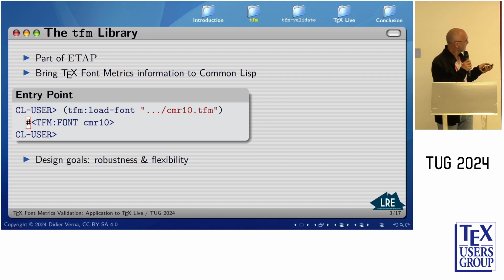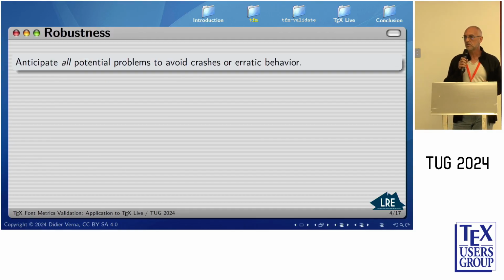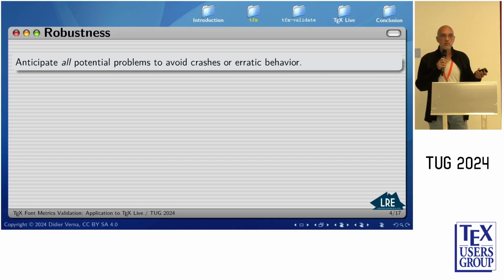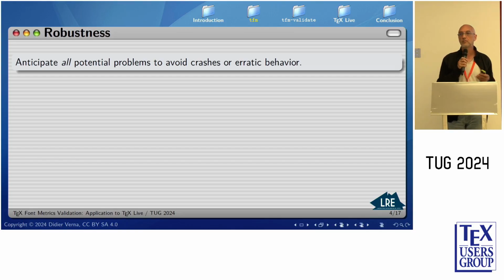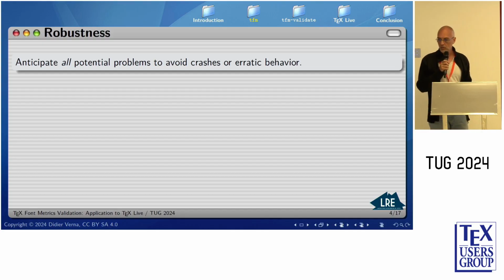So what does it mean to be both robust and flexible when you write a parser? Because mind you, TFM is a binary format, but you're still writing a parser for it, even though it's binary. So for me, robustness basically means anticipate all the potential problems that could occur when you parse a file, binary or textual, doesn't matter. If you catch all the potential problems, then you can hopefully avoid crashing or behaving, which is worse, erratically. And so you can do something like, for instance, exit or give up gracefully rather than doing all kinds of nonsense.